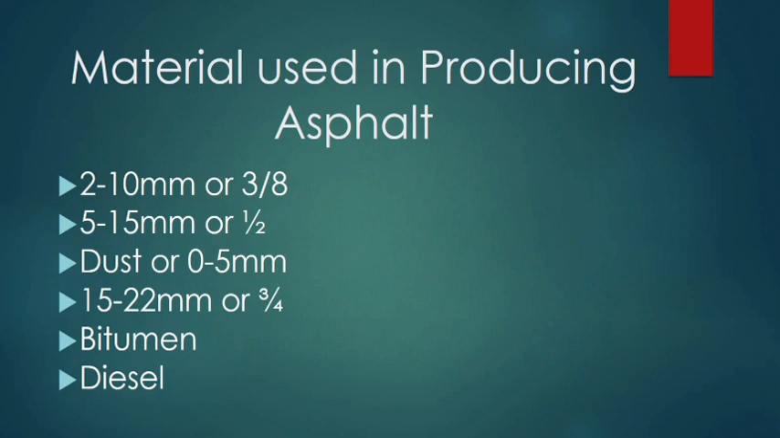So, the materials commonly used in producing asphalt in African countries are aggregate and bitumen, while diesel is used to power up the generators and also used to heat the bitumen. The following are the types of aggregate we use in producing asphalt, which are 2 to 10 mm, 5 to 15 mm, dust, and 15 to 22 mm.